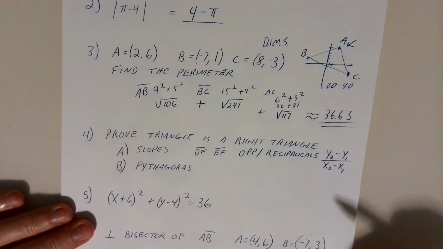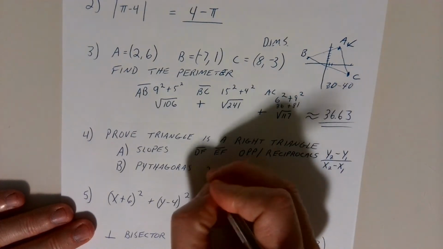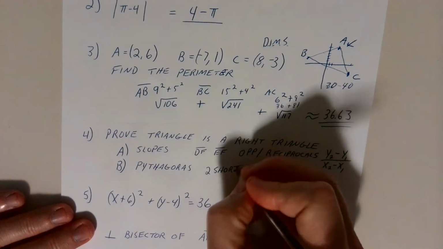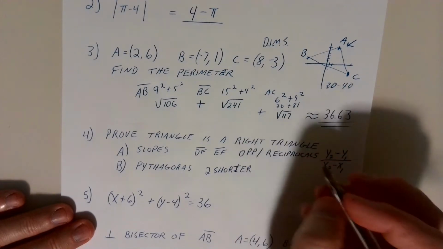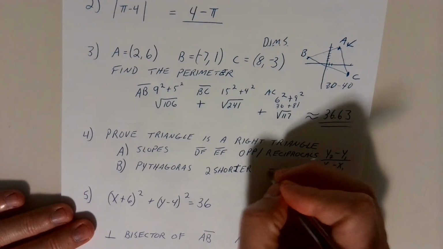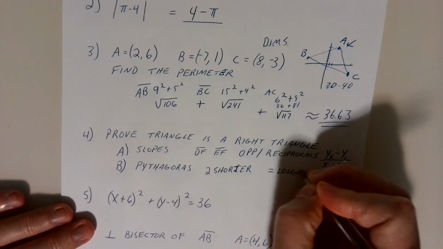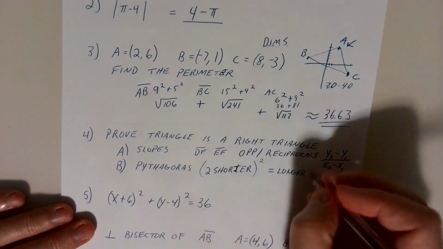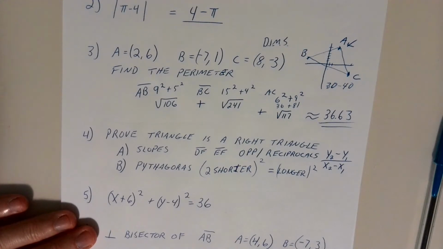That's a pretty basic way to find a slope if you have coordinates on the coordinate plane like these ones up here. Okay, and then the other way is the Pythagorean theorem. So if the two shorter sides equal the longer side when they're all squared, then we know that that works.